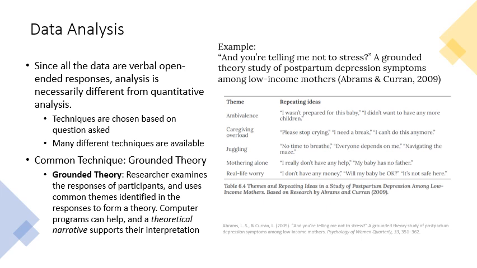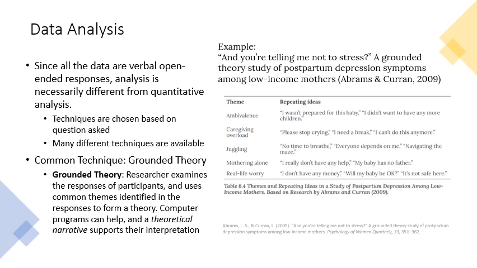the data. A quick example here of some findings for this and what this would look like is a grounded theory study titled, "And You're Telling Me Not to Stress?" A grounded theory study of postpartum depression symptoms among low-income mothers. And the themes that they identified became their theoretical narrative, and they found a theme of ambivalence, and then some things that people said directly from what their respondents said. "I wasn't prepared for this baby. I didn't want to have any more children."